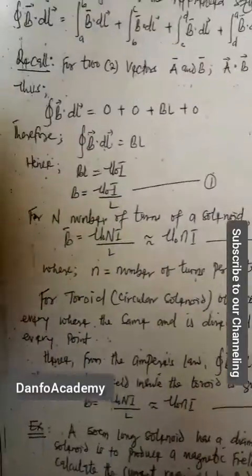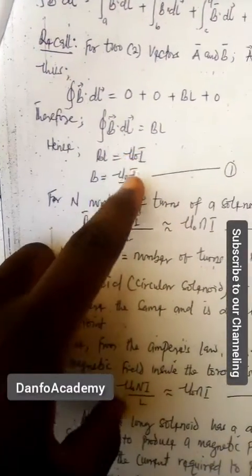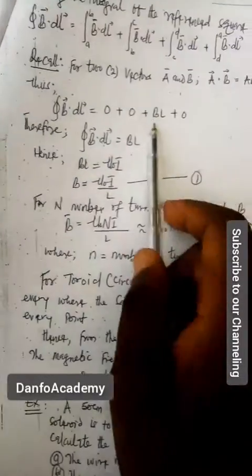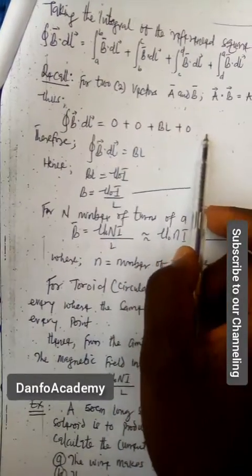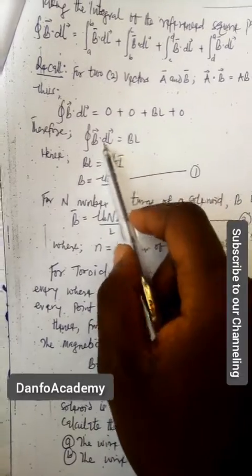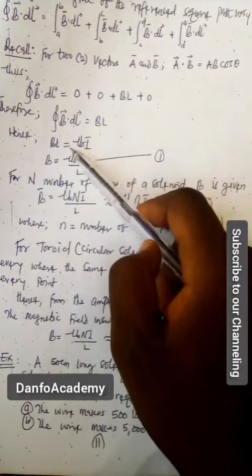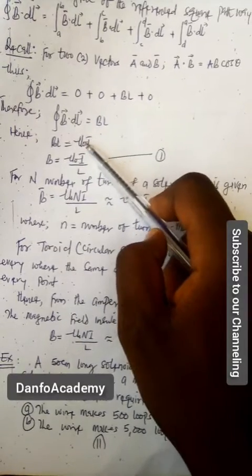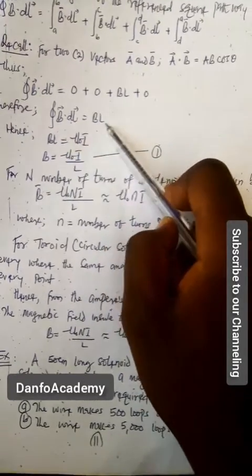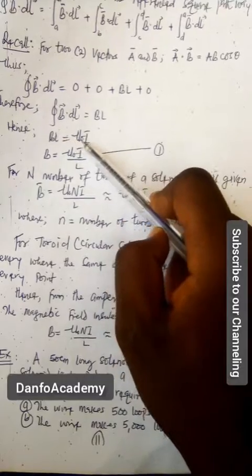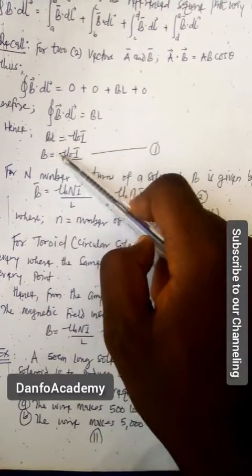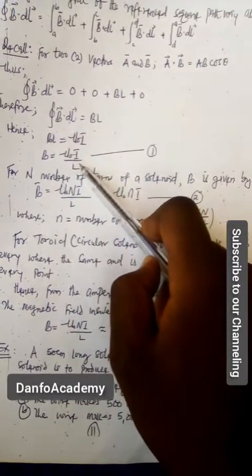Now looking into this, you have your formula: BΔL equals BL plus 0, which makes BL. And then never forget that BL equals μ0I. So this μ0I represents this, and this BL comes here. BL equals μ0I, and then you divide both sides by L, as you can see here.